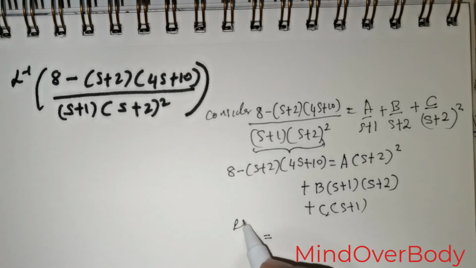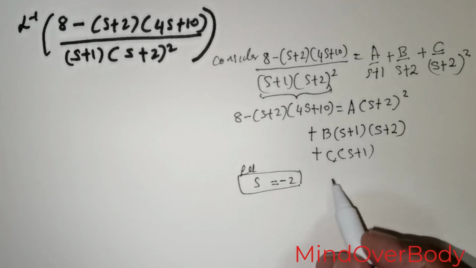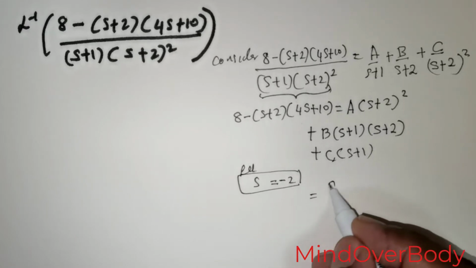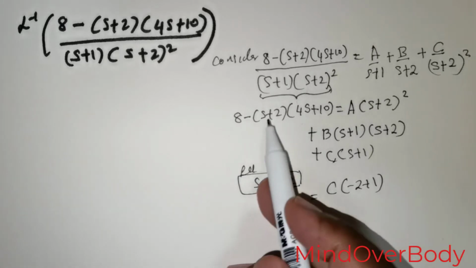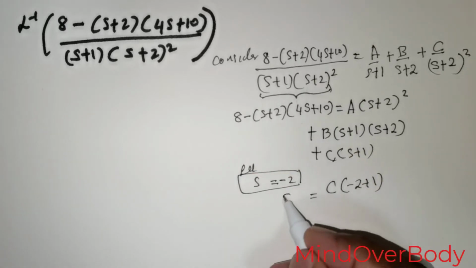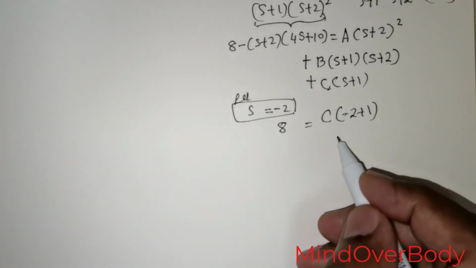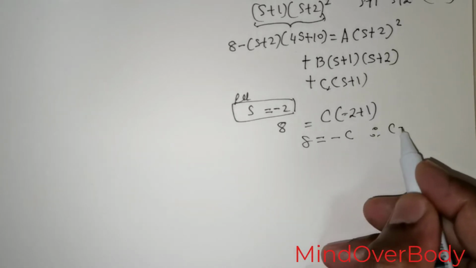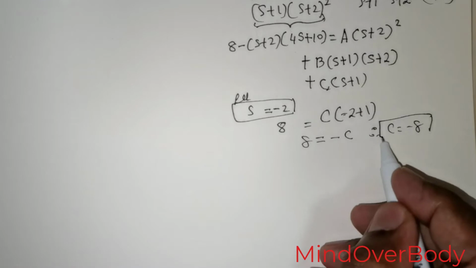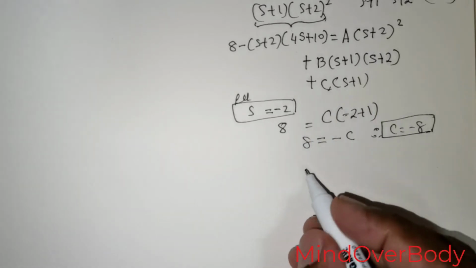If I were to take s to be negative 2, what happens? This one vanishes, this one vanishes, and I would be left with this. So it's going to be c times (negative 2 plus 1). On the left side, with s equal to negative 2, everything goes off, so I get 8 here. So negative 2 plus 1 will give me negative c, followed by 8, therefore the value of c is negative 8. So successfully I got one value of the quantities listed here.